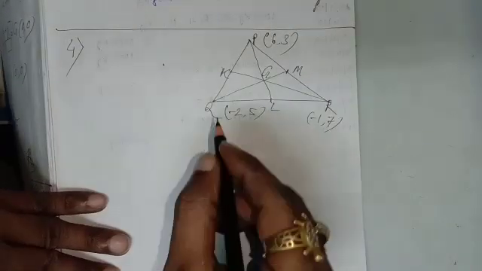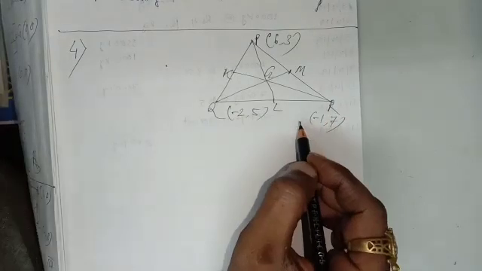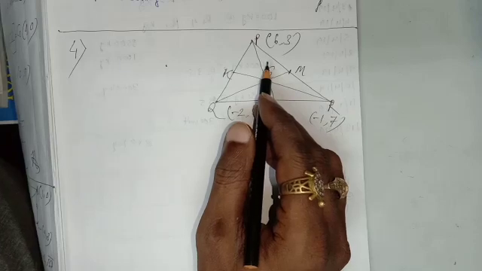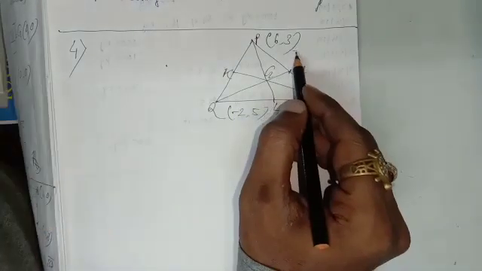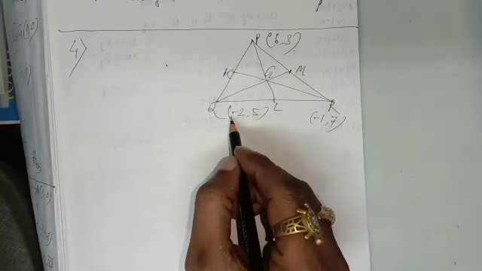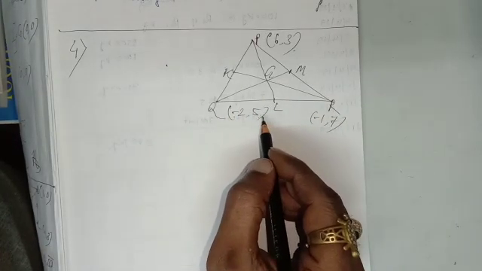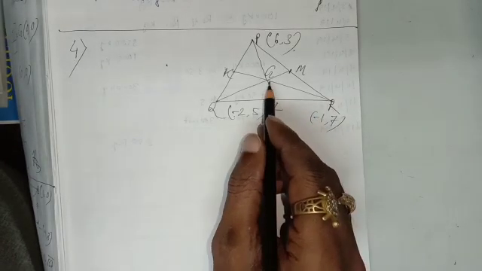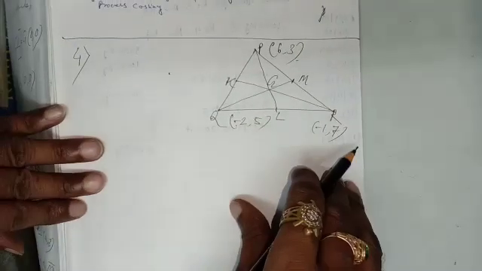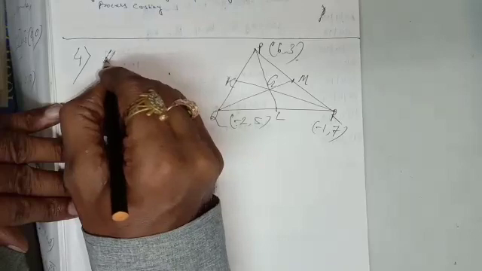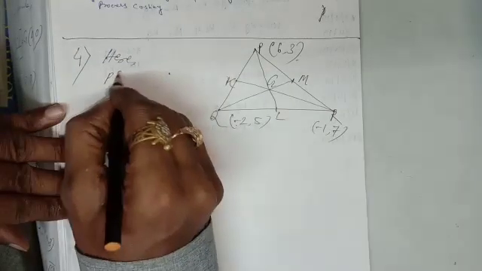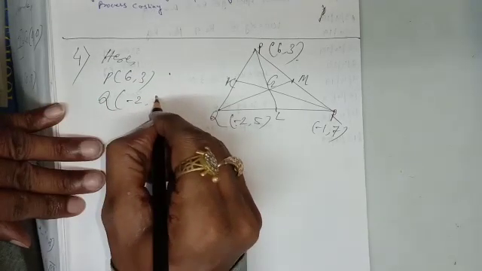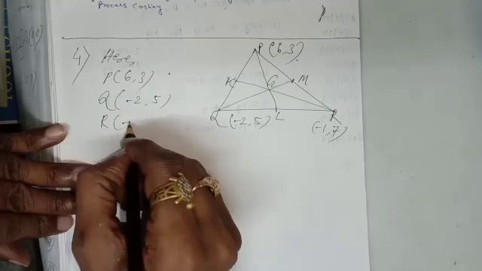Question number 4. It is given PQR is a triangle. In this triangle, the coordinate of P is given, that is 6, 3, the coordinate of Q is given, minus 2, 5, and the coordinate of R is given, minus 1, 7. You have to find the coordinate of the centroid. The 3 vertices of the triangle are given: P is 6, 3, Q is minus 2, 5, and R is minus 1, 7.